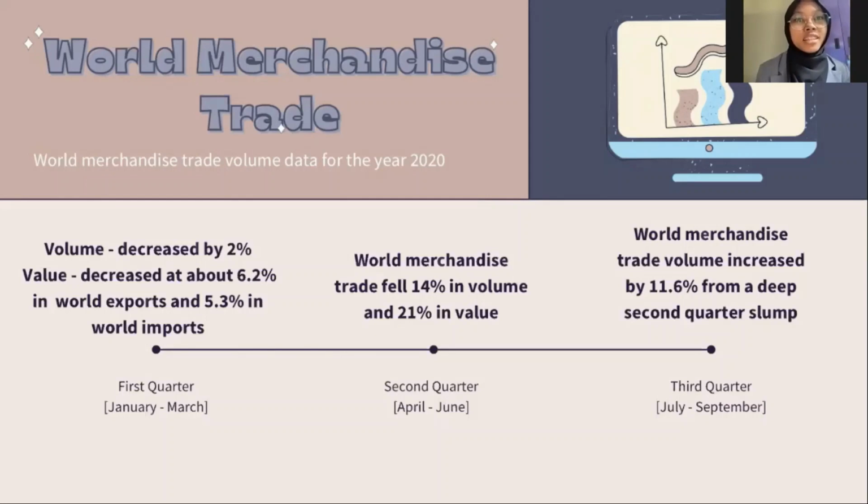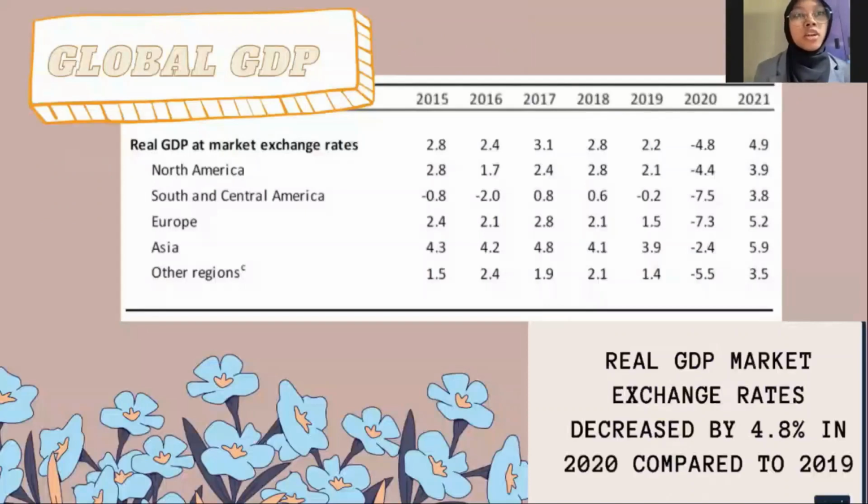For world merchandise in the second quarter, April to June, world merchandise trade fell 14% in volume and 21% in value. And in the third quarter, world merchandise trade volume increased by 11.6% from a deep second quarter slump. For global GDP, real GDP at market exchange rates decreased by 4.8% in 2020 compared to 2019 and is expected to increase by 4.9% in 2021.